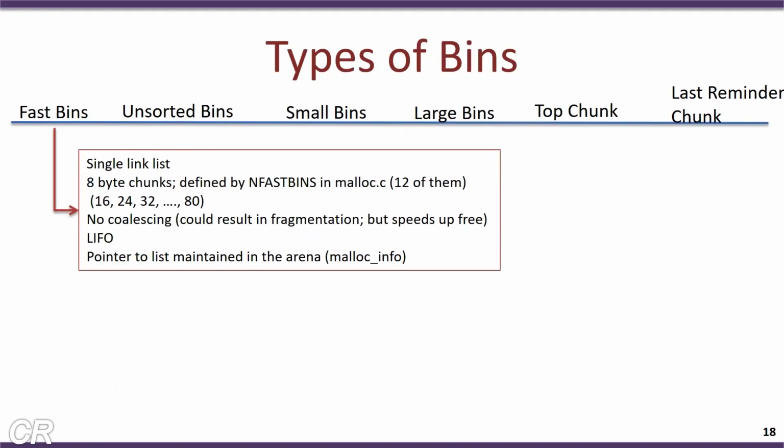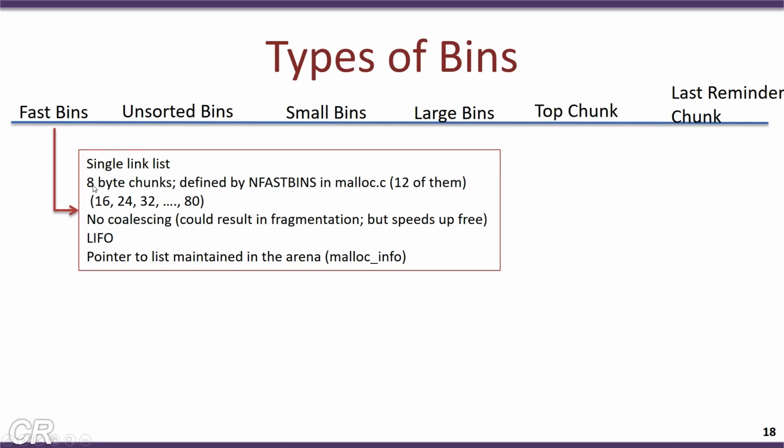In ptmalloc, there are different types of bins that are used. Most notably are the fast bins, unsorted bins, small bins, large bins. Besides this, we have something known as the top chunk and the last remainder chunk. Now, each of these different bins are managed in a different way so as to suit and best manage that particular memory. For example, the fast bins are single linked lists, they are not double linked lists.